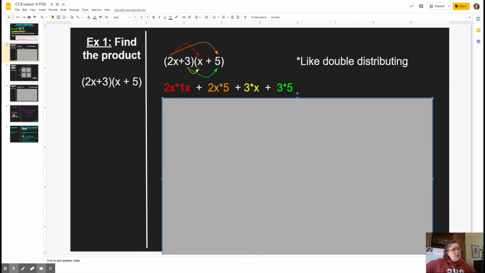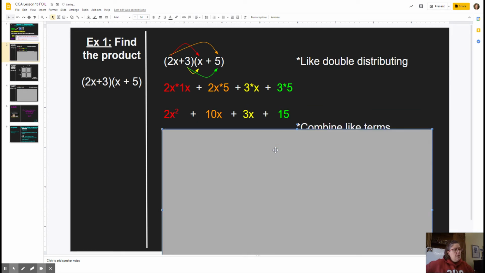All right, and then all you're going to do is simplify. 2x times x, 2x times 5, 3 times x, 3 times 5. And so we see that that turns into 2x squared plus 10x plus 3x plus 15. So it's basically the same idea as the area model, but instead of doing everything inside those boxes, it's just writing it out on a line.